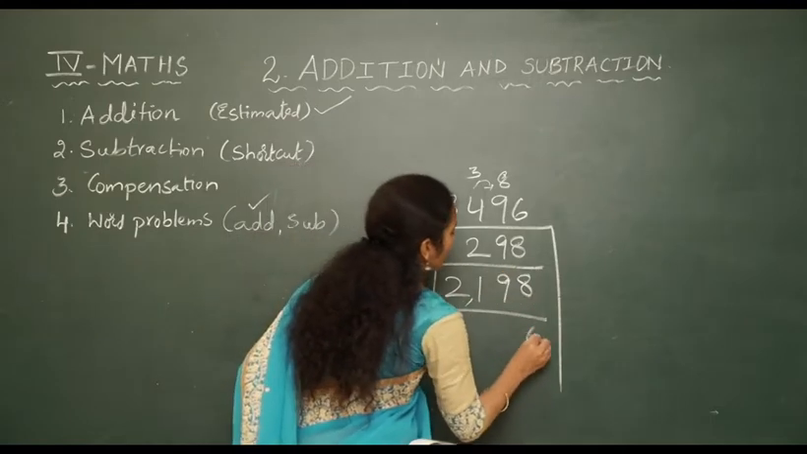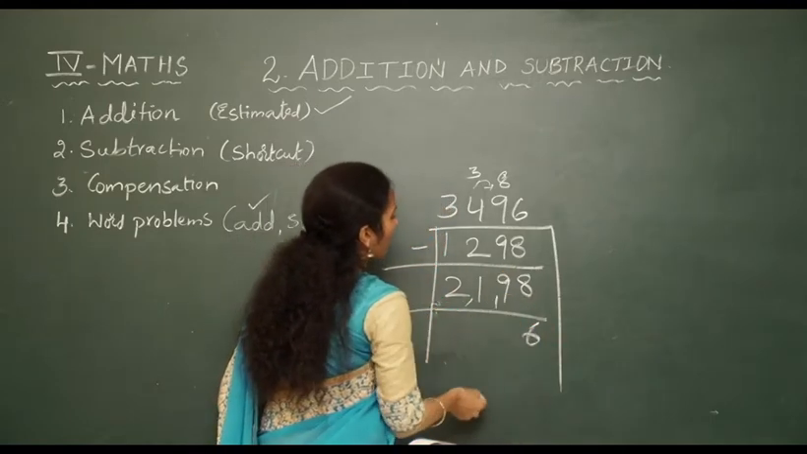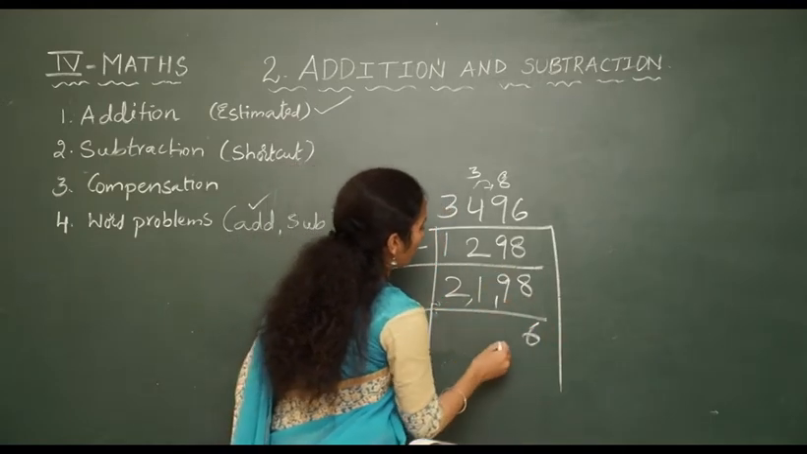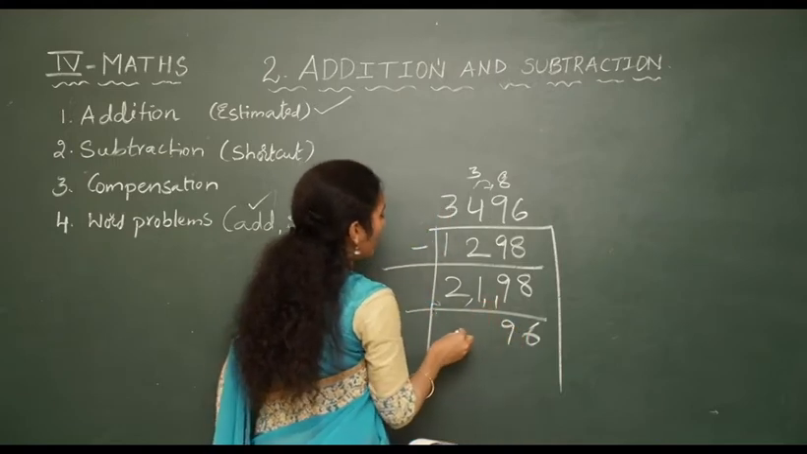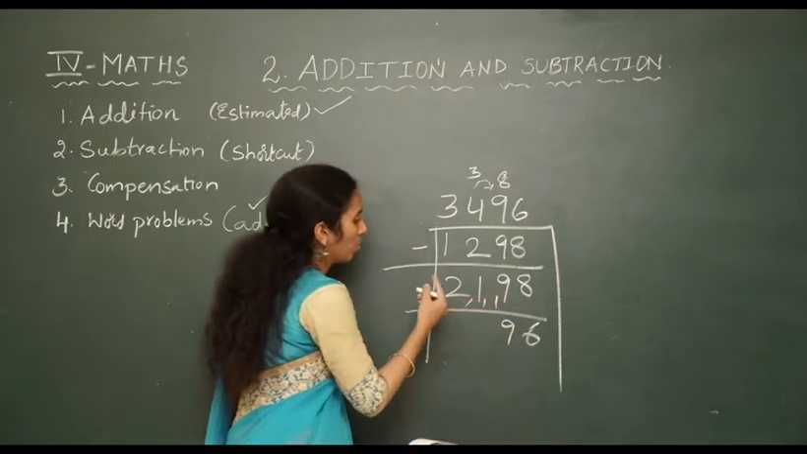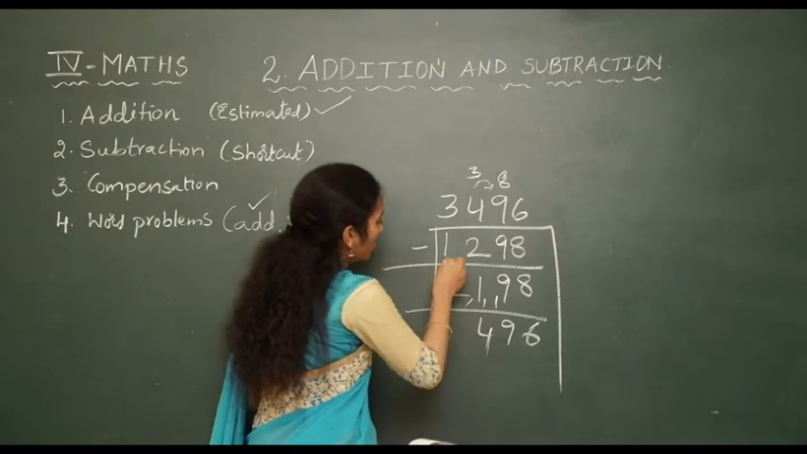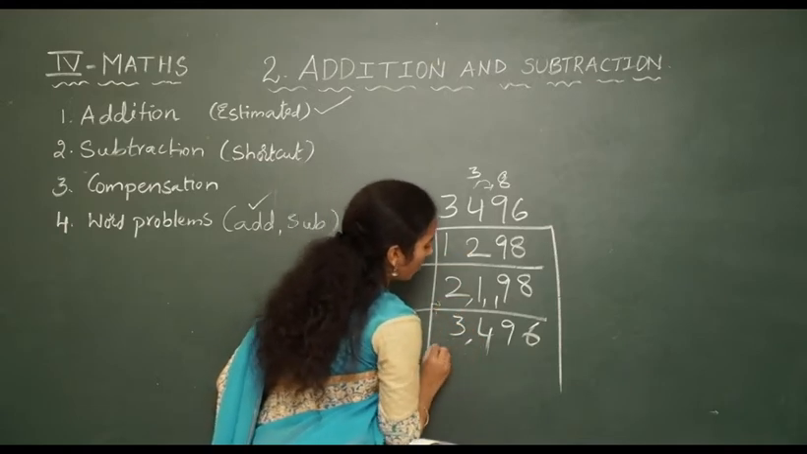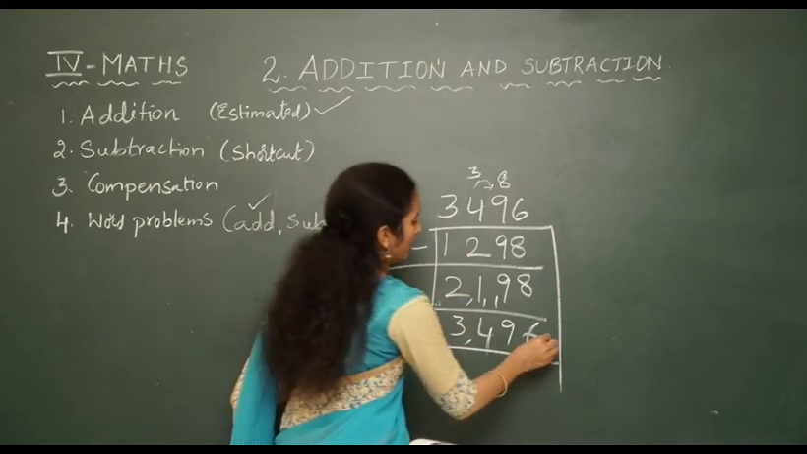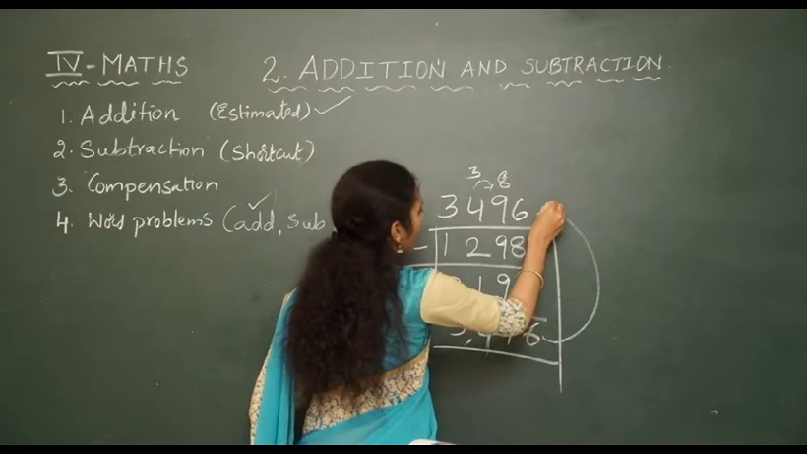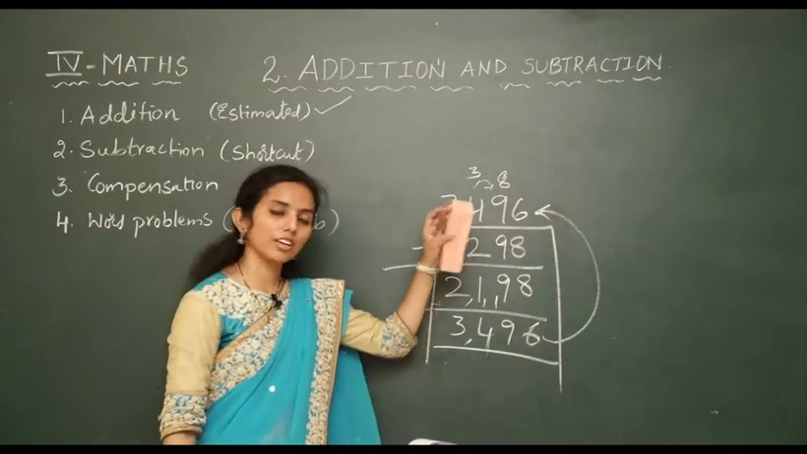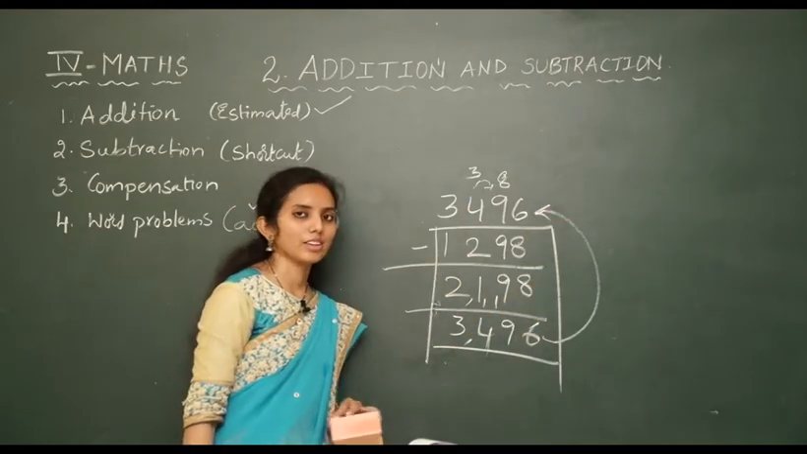8 plus 8, 16. 1. 9 plus 9, 18 plus 1, 19. And 1 plus 1, 2, 2 plus 2, 4. And 2 plus 1 is 3. 3496, which is the given first number. So our answer is correct.